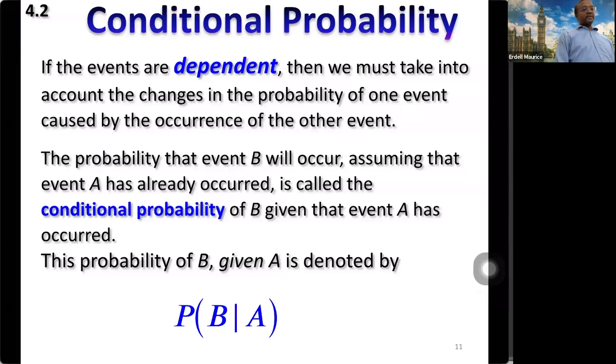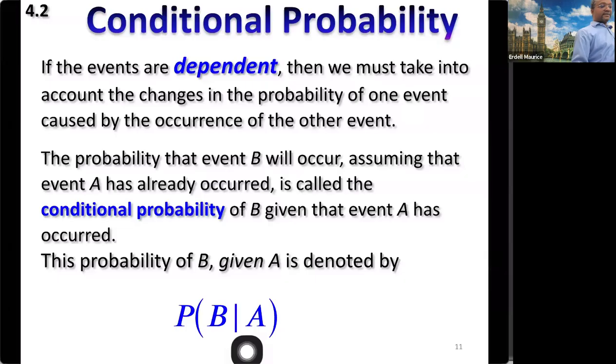All right, conditional probability right here. If event B is dependent on event A, we can write the probability of B given A. This is saying what's the probability of an event given that an event has already occurred, or that we know something to be true about the scenario.